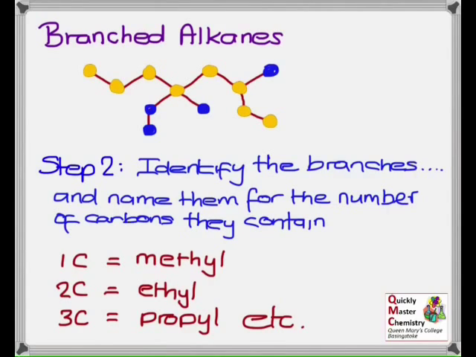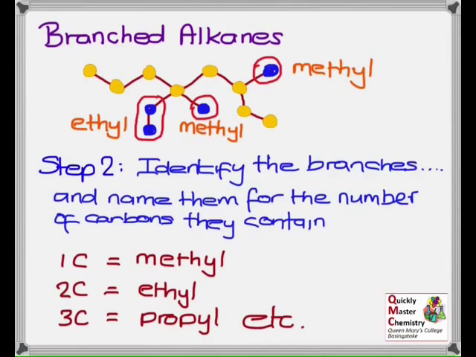So we'll just tag the branches with their names, and the one ringed in red there is 1 carbon, so that's a methyl branch. Next one ringed in red is also 1 carbon, so that's a methyl branch. And the final branch, 2 carbons, so that's an ethyl branch.